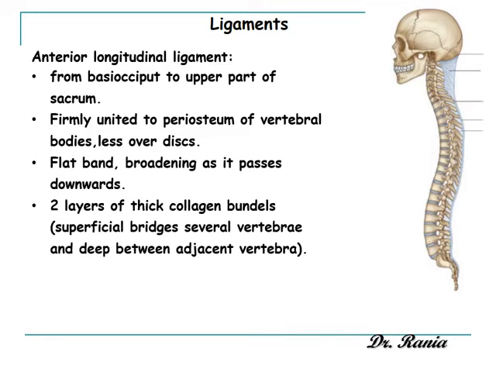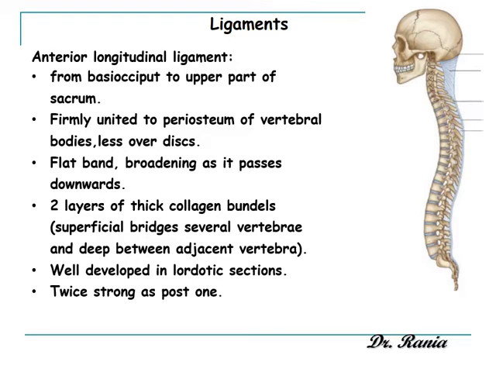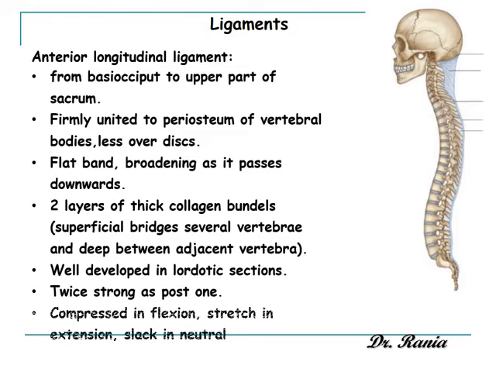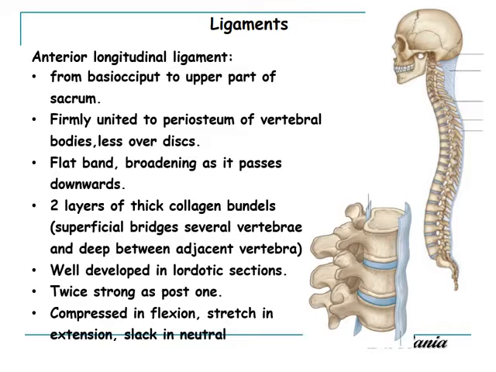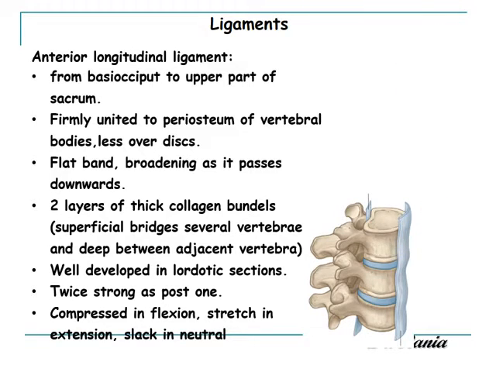It consists of several layers, mainly two layers of thick collagen bundles. The superficial one bridges several vertebrae, whereas the deep one connects the adjacent vertebrae. It is well developed in the lordotic sections. It is stronger than the posterior one. It is compressed in flexion, stretched in extension, and slack in neutral position.